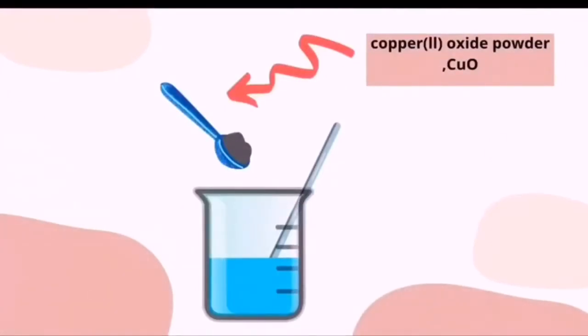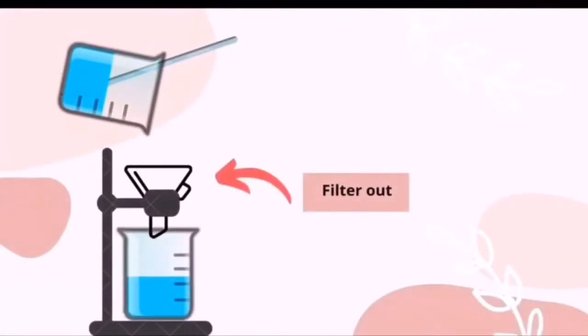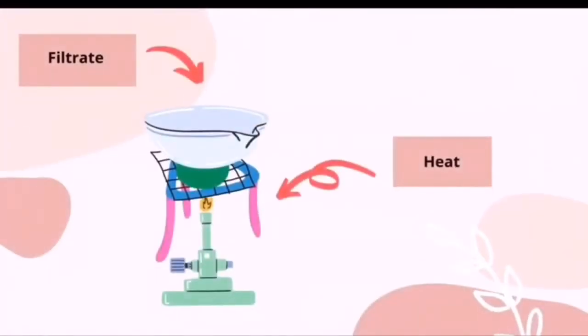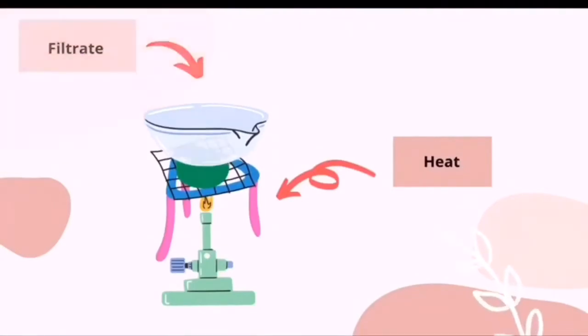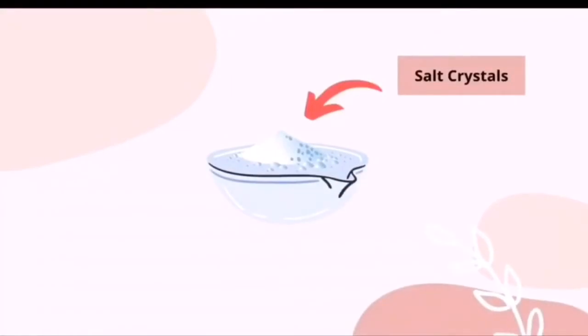Next, add copper(II) oxide powder gradually into the acid by using a spatula. Stir the mixture with a glass rod. After that, filter out the excess copper(II) oxide from the mixture. Then, pour the filtrate into an evaporating dish and heat the filtrate until 1/3 of its initial volume remains. Finally, allow the saturated solution produced to cool until salt crystals are formed.